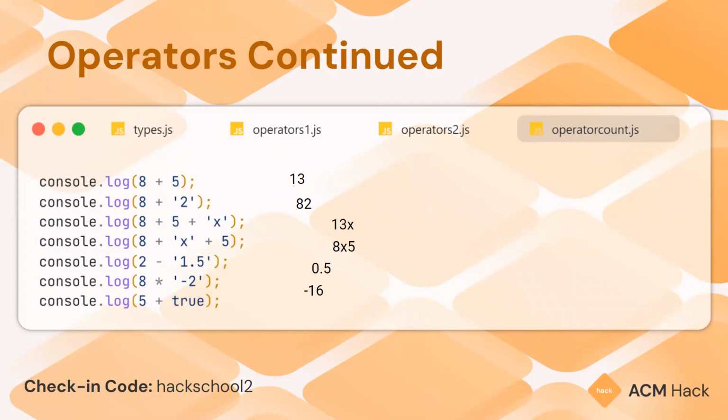Five plus true. So it would return true. Do you have to explain here? No? Okay, I mean, it's zero, it's all in one.